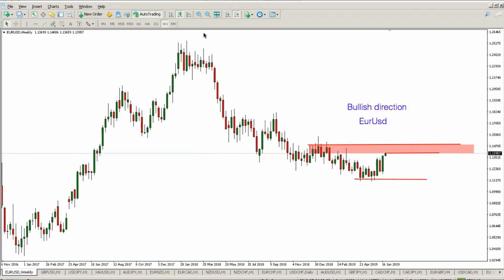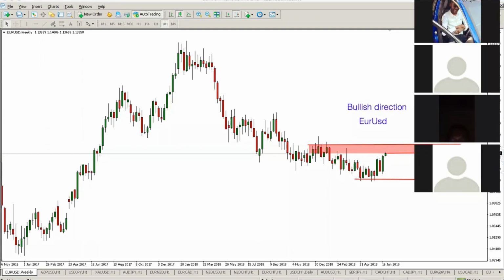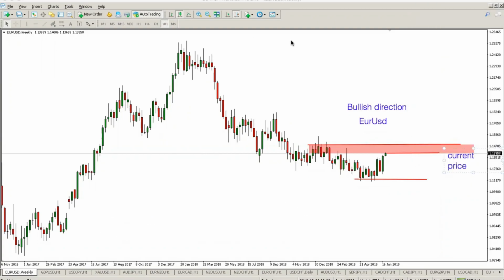Bullish direction. Remember, current price, then nearest low, nearest high. So our direction is bullish, so you go to daily.